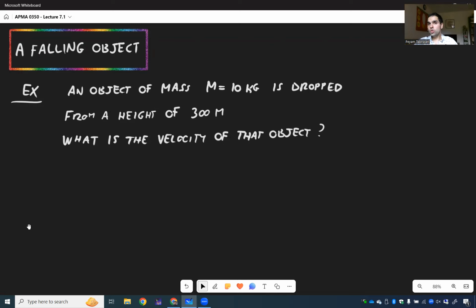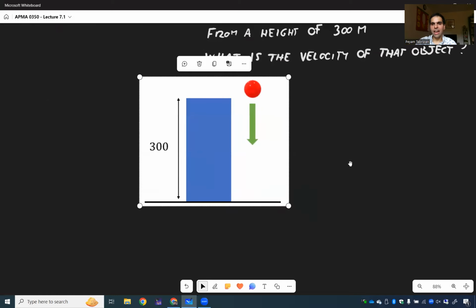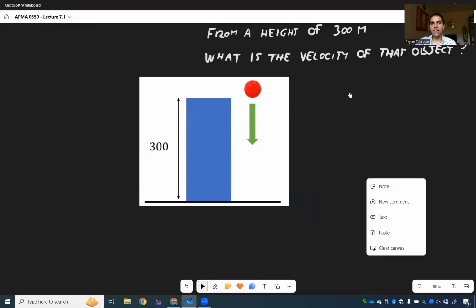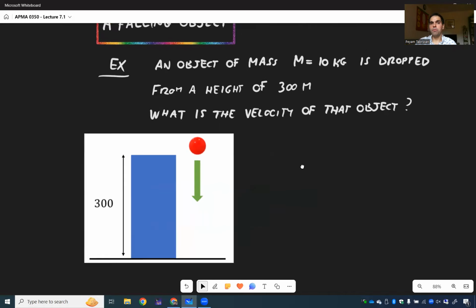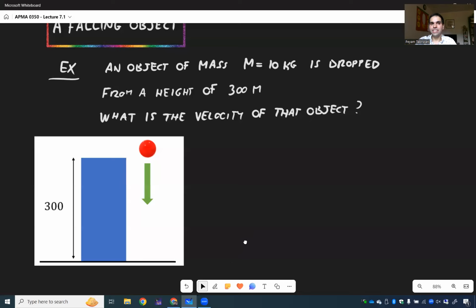So, as is usual, the first thing is to draw a picture of the situation. In fact, let me play some magic. So that's what we have here. So once again, a ball that is dropped from a height of 300 meters. And in order to figure out the velocity, of course, we first need to find an ODE, because the course is all about solving ODEs.